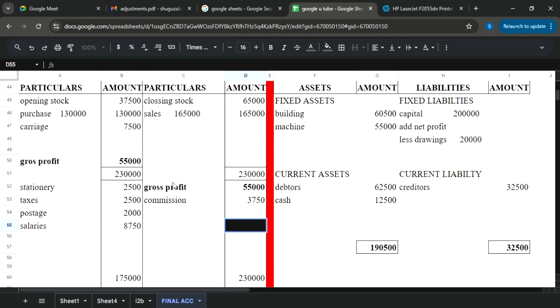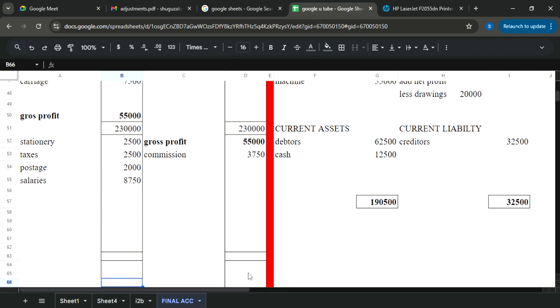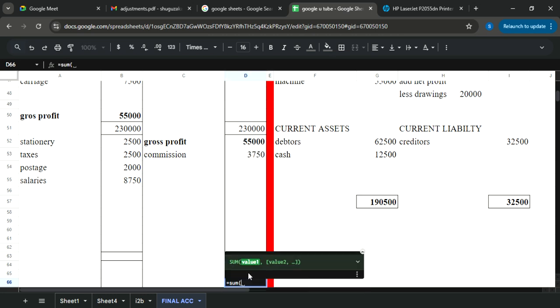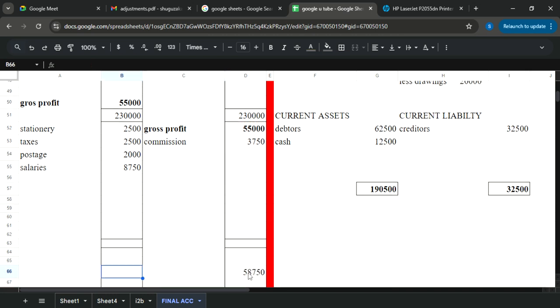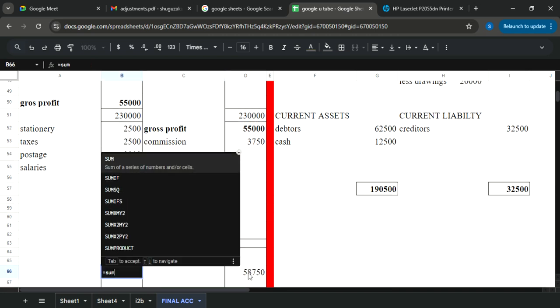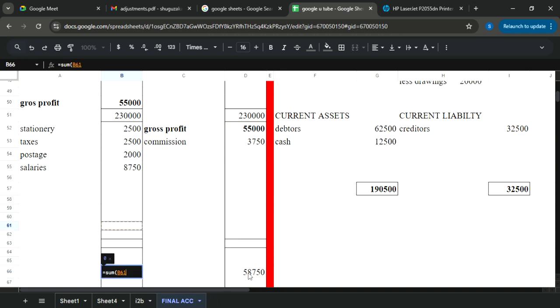This total was just written for reference. Now they are not needed. We are going to erase it. Next step is to calculate net profit. For that purpose, again we are going to take the sum of all indirect incomes. There are only two, and the sum of all indirect expenses, they are here.